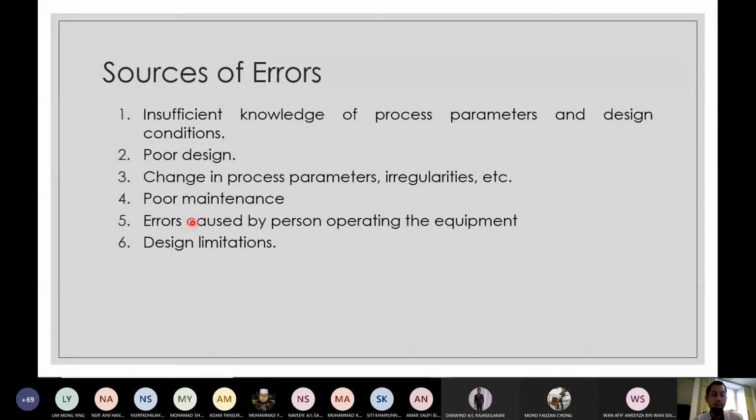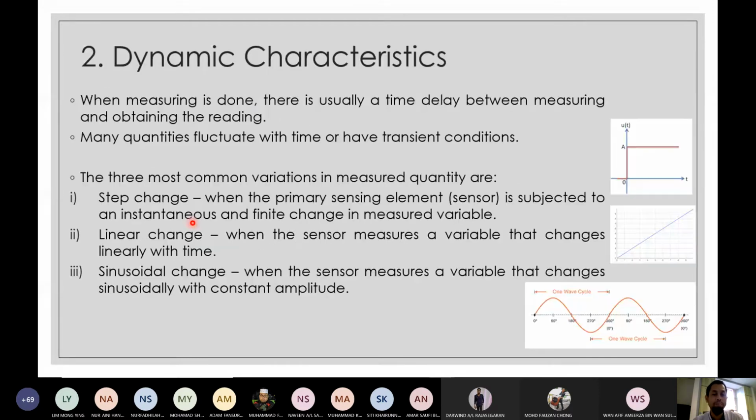Okay, error caused by the person operating the equipment and design limitations. So these are possible examples of sources of error. So that is what static characteristic is all about.